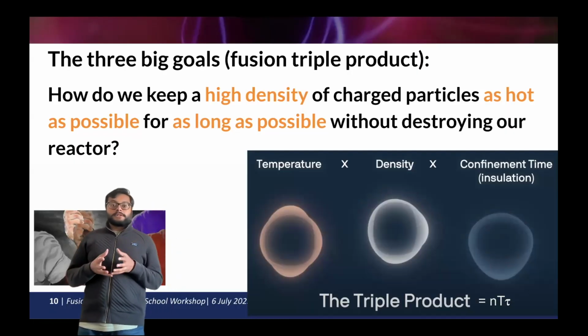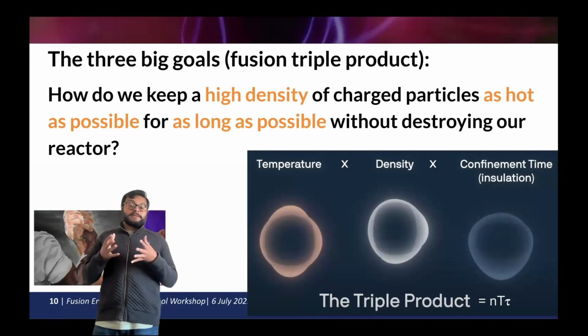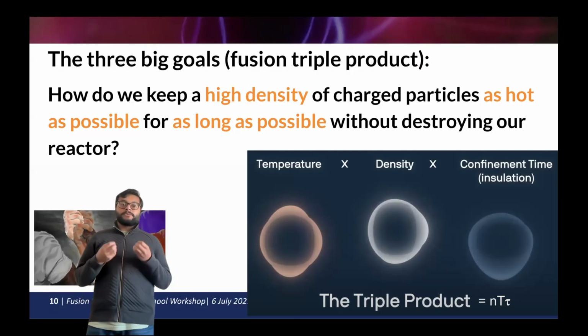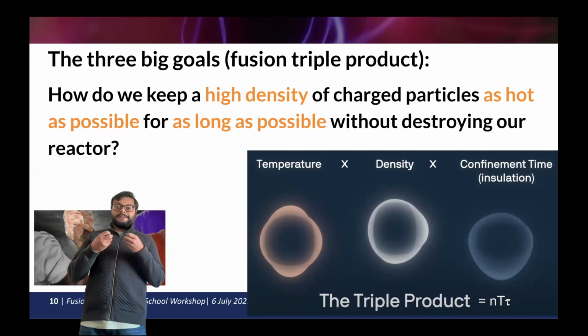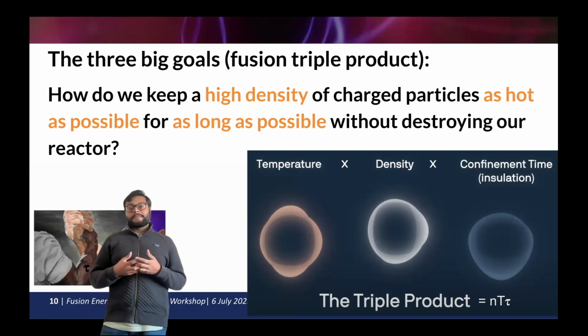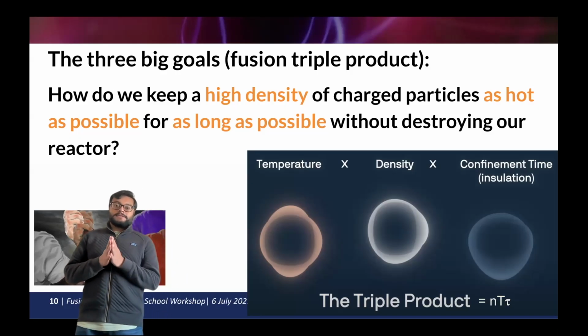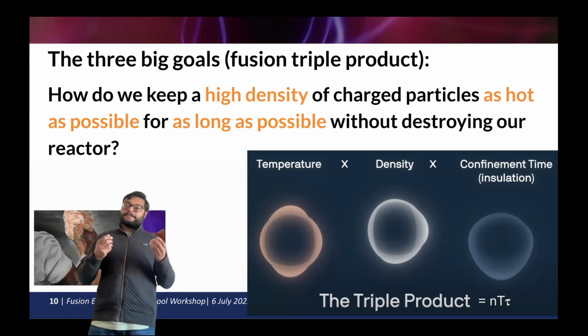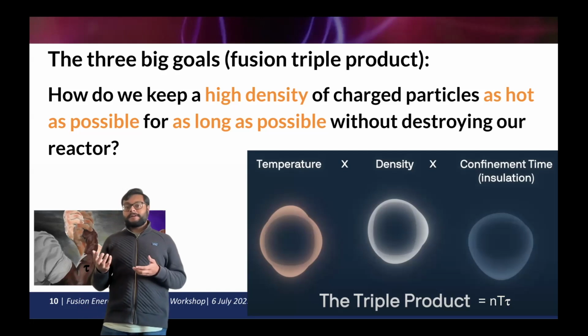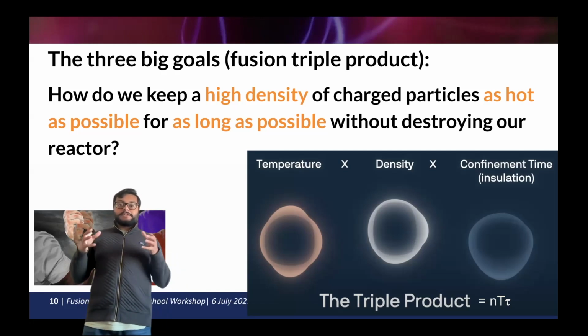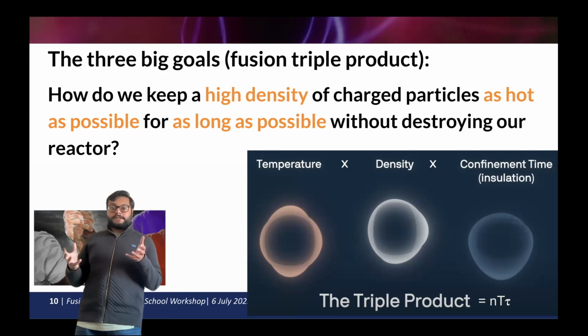So the goal of fusion is to maximize the fusion triple product. So we need some measure of how much fusion we're actually having. What we use is the product of the temperature, density, and the confinement time. And this will essentially give us a metric for how good our fusion device is.